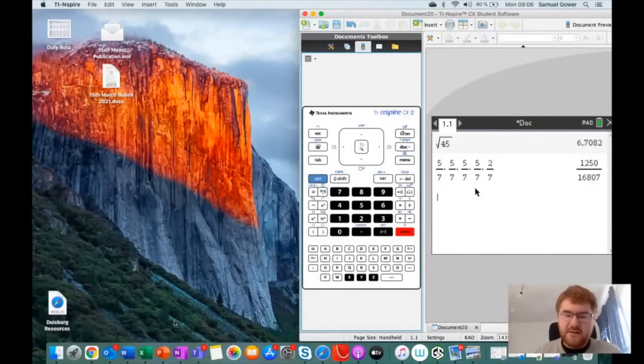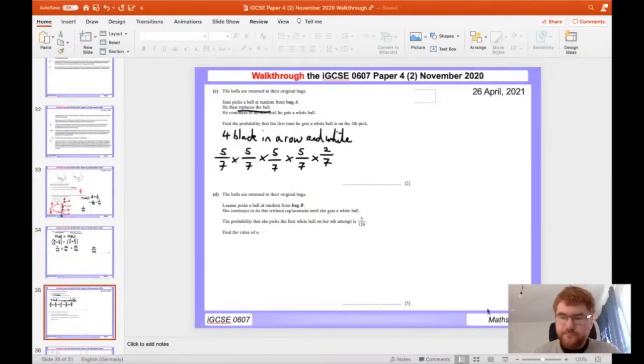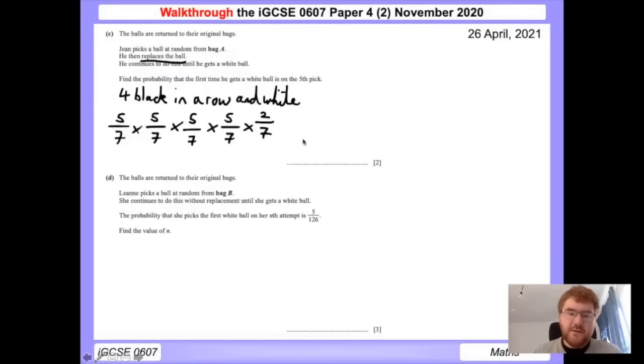1,250 over 16,807. Again, 2-mark question. So I'd write that working I've just written and then write the answer. So 1,250 over 16,807. Okay, key thing is just I'd write your logic here. So 4 black in a row and then a white. Okay, because otherwise the white's already picked.